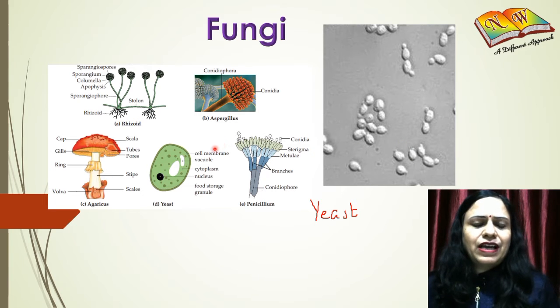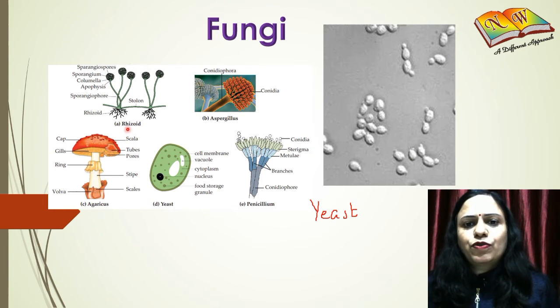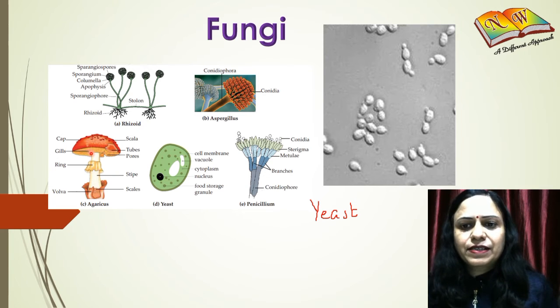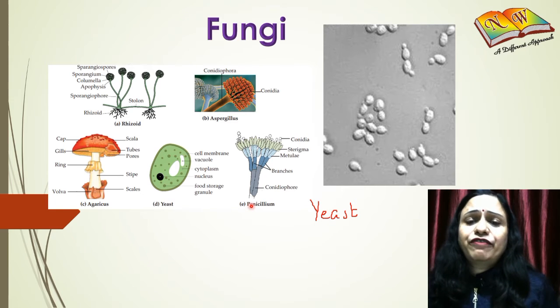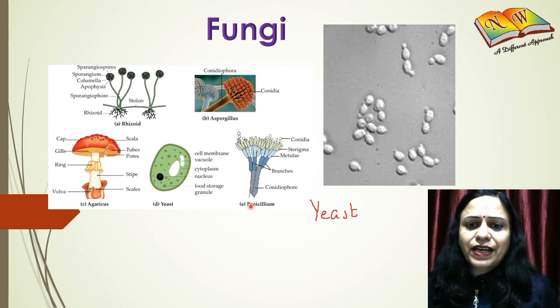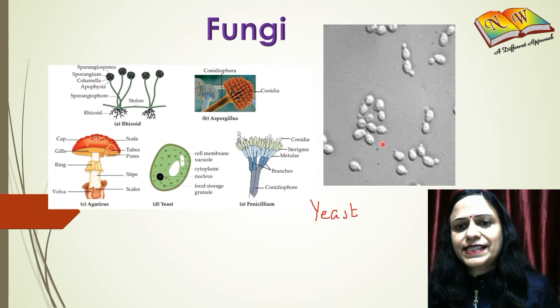Otherwise, fungi are of various types. Again, they could be like mushroom. So mushroom is also a kind of a fungus. Then penicillium is also a fungus. It is in fact the first fungus from which the first antibiotic penicillin was extracted. Then yeast, you are already seeing in the figure.